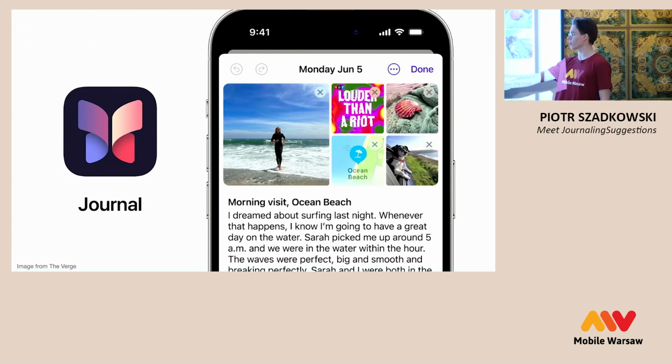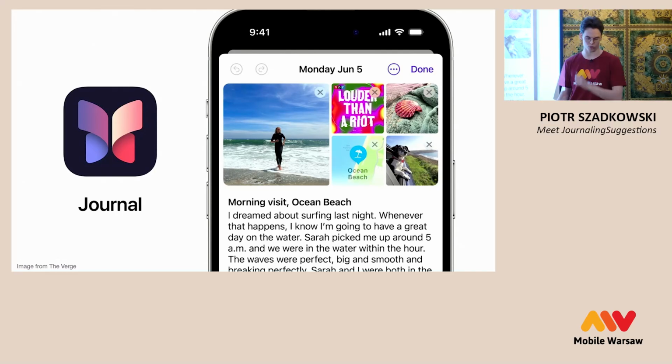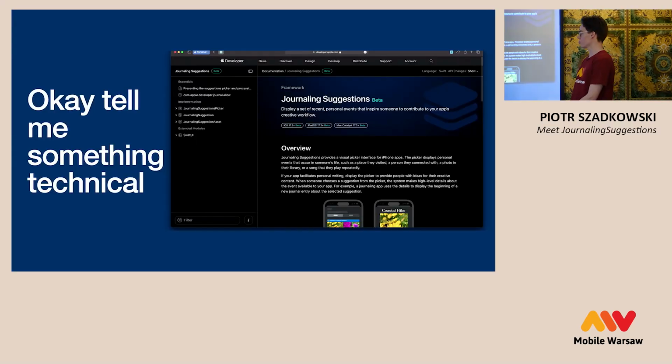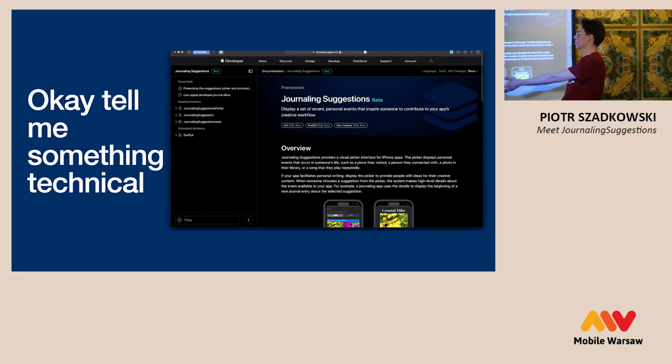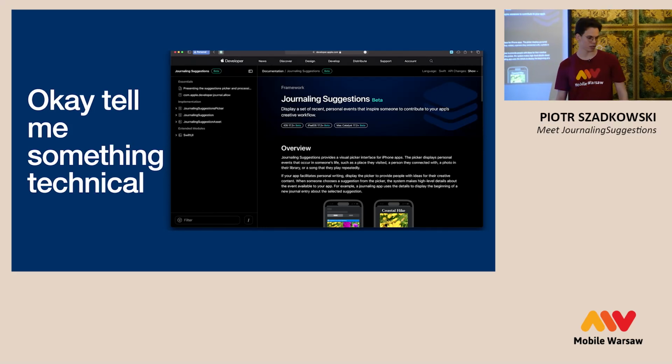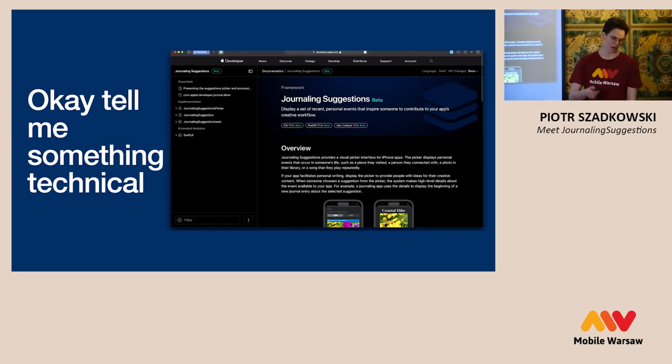So they made their own app, but they also allow developers to use that API. They released it under the name Journaling Suggestion, and this is a new framework from iOS 17.2 beta, and we'll take a closer look at what's inside.